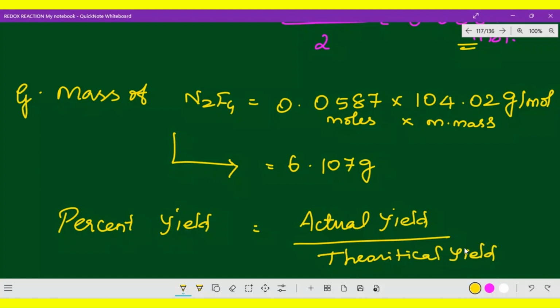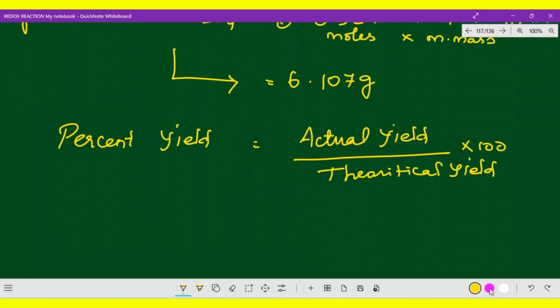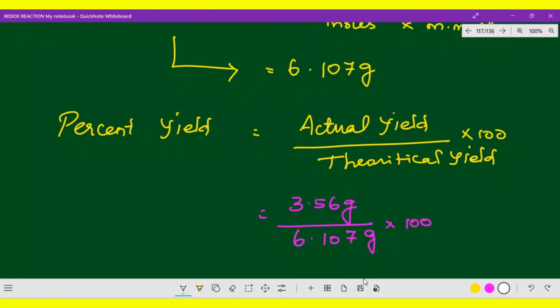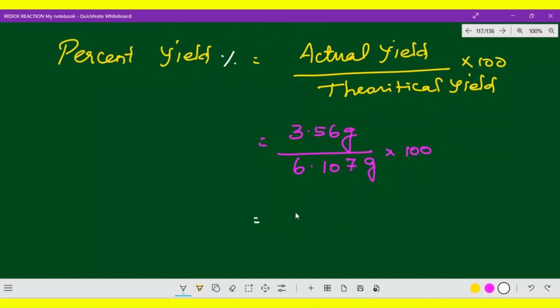Yield into 100. Okay, now can we apply the values here? So what are the values here? 3.56 gram divided by 6.107 gram into 100. So what is the answer? You will be getting percentage yield, right? So that's 100. So you'll be getting how much? 58.3 percent. So percent yield is this much.